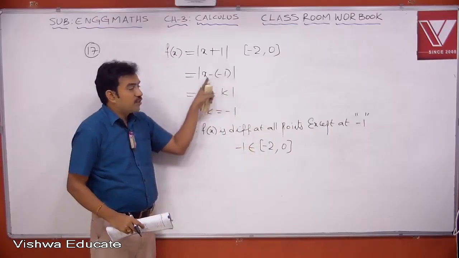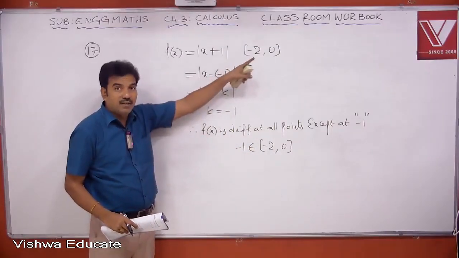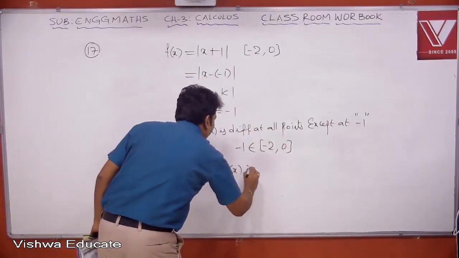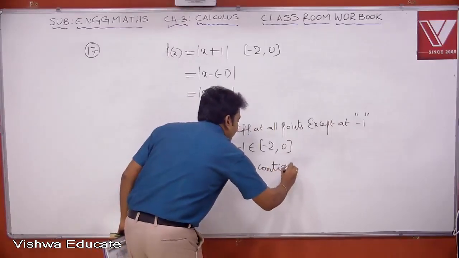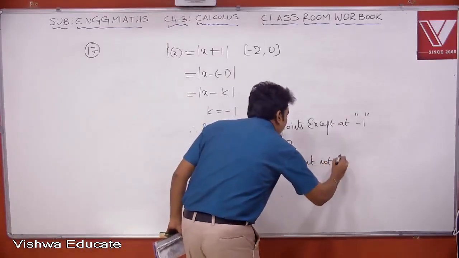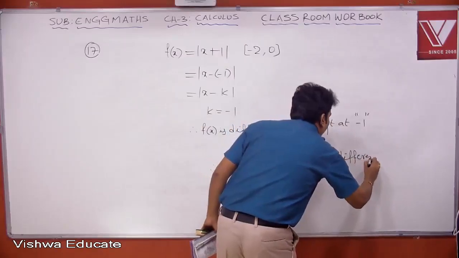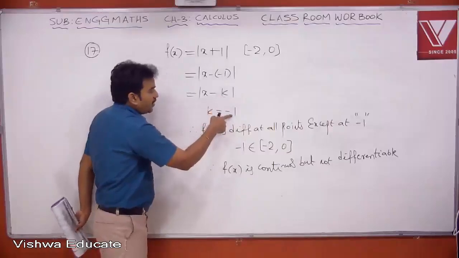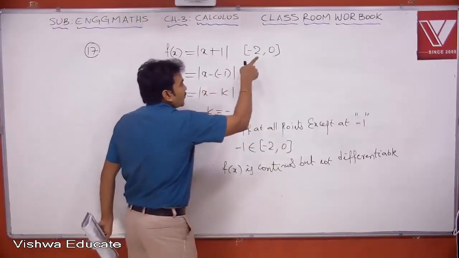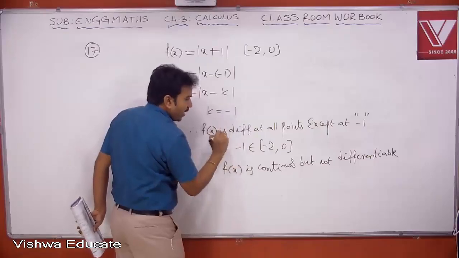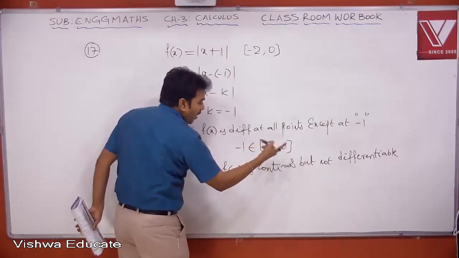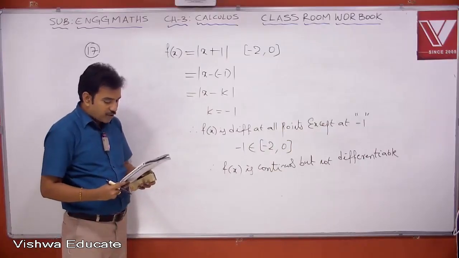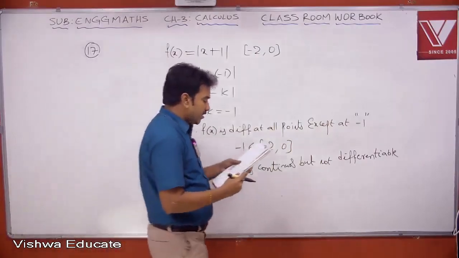But we know that the graph of this function is always continuous irrespective of any interval. Therefore f of x is continuous but not differentiable. It is continuous but not differentiable, because when you look at the graph of this function, it is always continuous. But its drawback is minus 1 in terms of derivative. Unfortunately, minus 1 belongs to this interval. So if a function has no derivative at least at one point in the interval, ultimately it is not differentiable. So continuous but not differentiable. So option B is right.